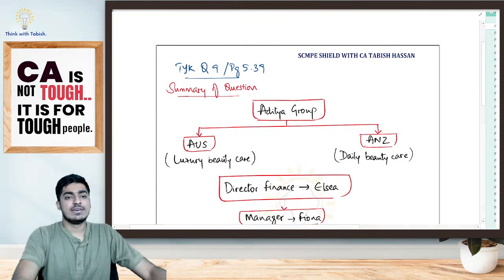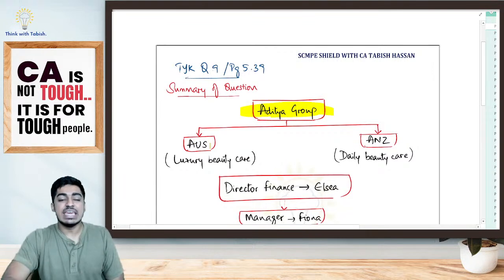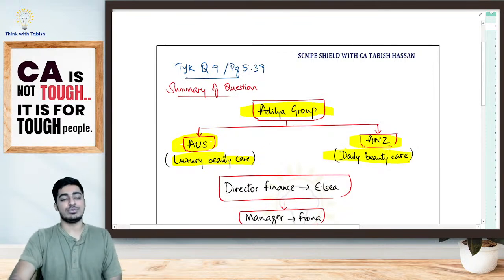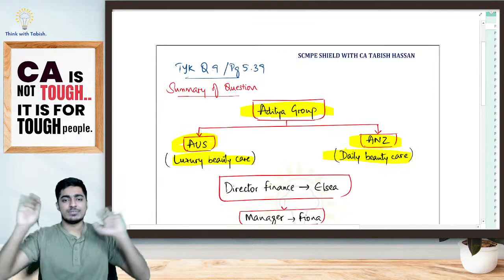Who are we? We are Aditya Limited. The name of our company is Aditya Group. We are having 2 different businesses. One is AUS, which is dealing with luxury beauty care. One more is ANZ, which is dealing with daily beauty care. So we have 2 different divisions.